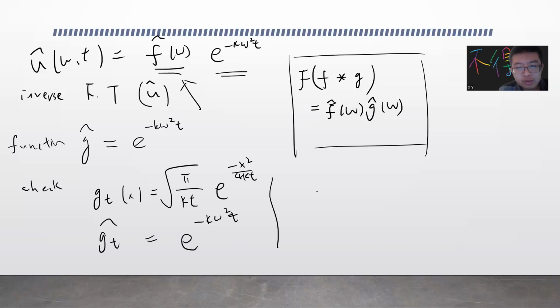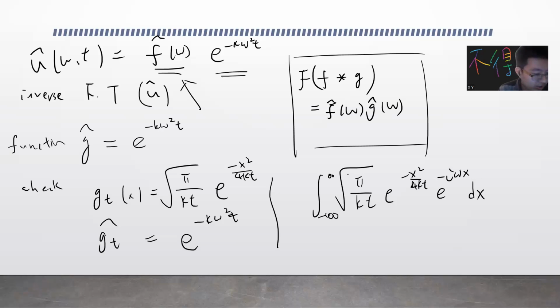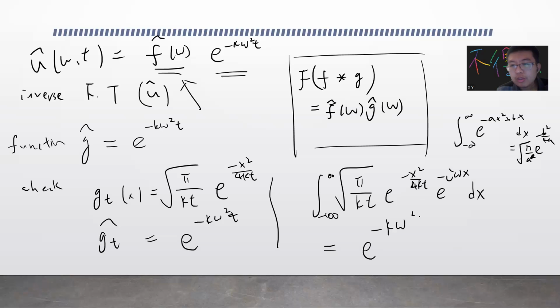The proof is very simple: you just brute force calculate the integral of g, with the exponential of minus x squared over 4kt times exponential of i omega x, dx from negative infinity to infinity. This can be computed using the following formula: the integral of exponential of minus a x squared plus bx dx from negative infinity to infinity is the square root of pi divided by a, times exponential of b squared divided by 4a. Brute force computing will show this is exponential of negative k omega squared t.